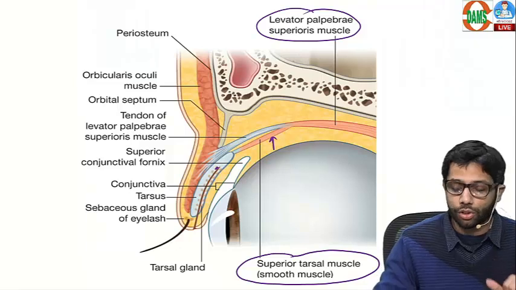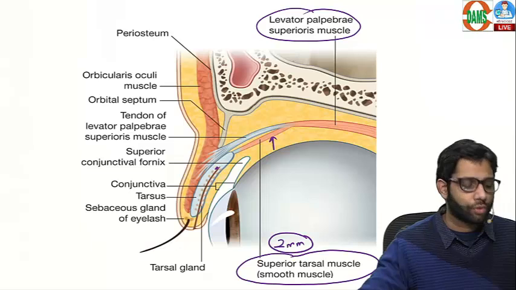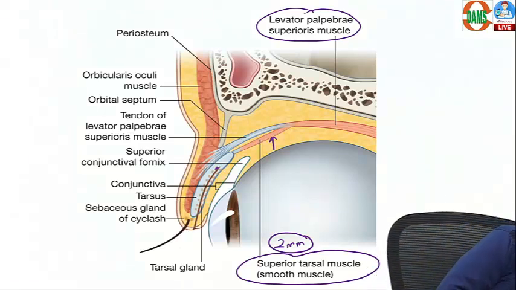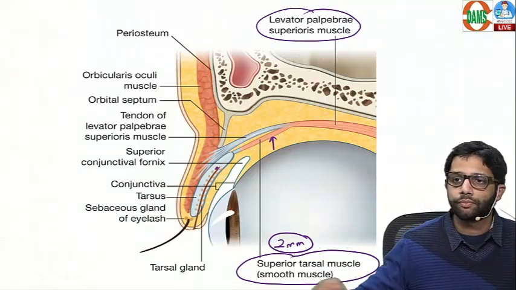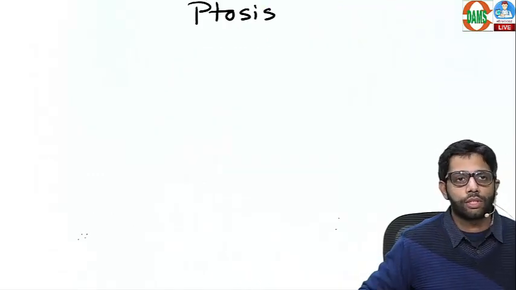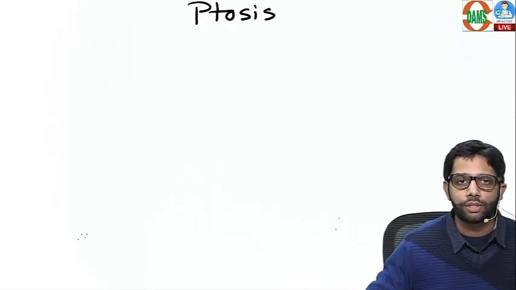It also elevates the eyelid, by 2 millimeters. So these are the two muscles which are important. Next, let us come to ptosis. Drooping of the upper eyelid is known as ptosis.